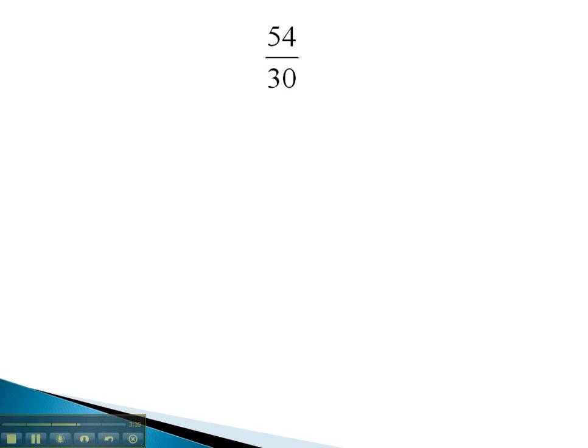Instead of finding the prime factorization of 54 and the prime factorization of 30, what we're going to do instead is look at these two numbers and say, can I identify what a common factor that they're both divisible by is? Well, they're both even. So they're both divisible by 2. So let's divide a 2 out of both of them. 54 divided by 2, when we divide out 2, will leave us 27. Over 30, when we divide out a 2, gives us 15.